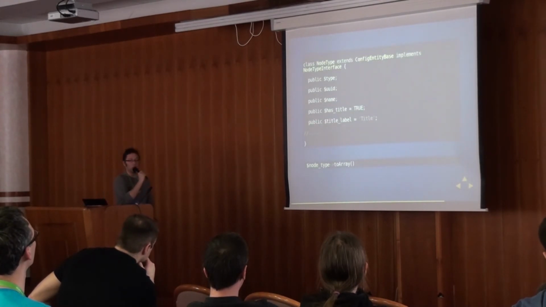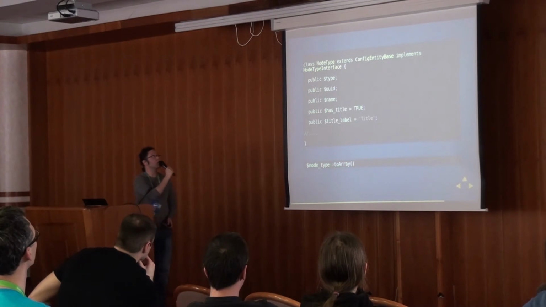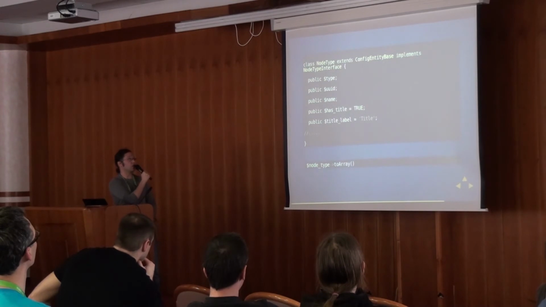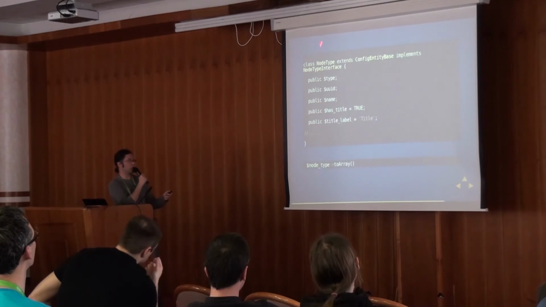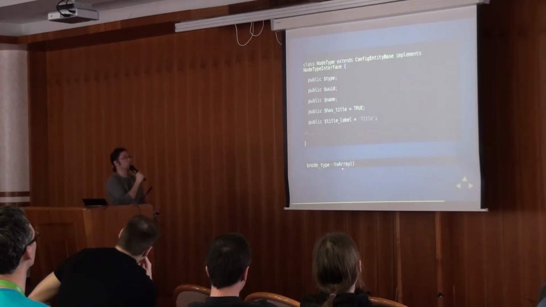But the class implementation looks a bit different, as usually the properties are now defined here as public properties. This is an example of the node type. So the node type name and all its properties are just defined here as public properties. And what then gets stored in the configuration management system is defined by the toArray method, which by default just takes all those properties, and those then get stored to your configuration file. But you can override the toArray method if you need to massage those values a little bit.